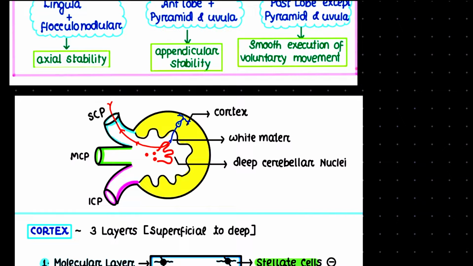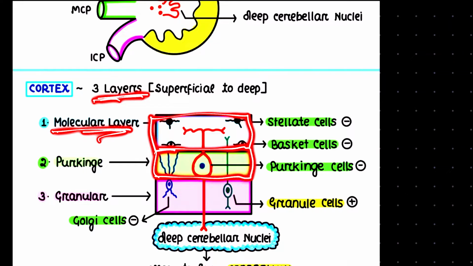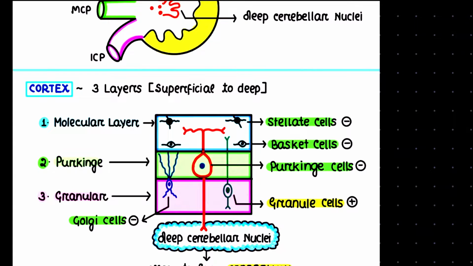So moving now into the cortex region. Let's suppose this is our whole cortex region. It is divided into three layers. The outermost is the molecular layer. The middle one is called the Purkinje layer, and the lowermost one is called the granular layer. The molecular layer consists of two types of cells: stellate cells, which are star in shape, and basket cells, which appear like a basket. These are the cells in our molecular layer.